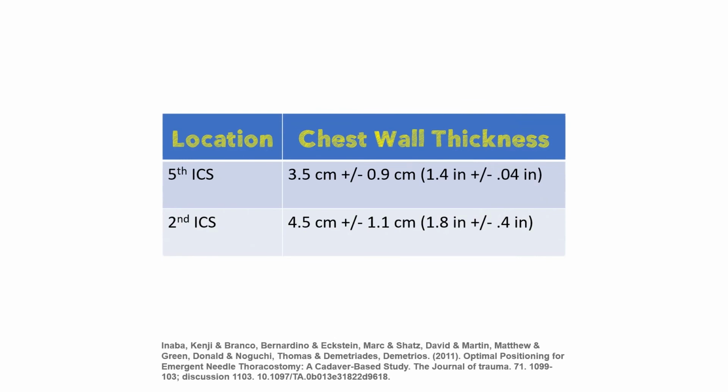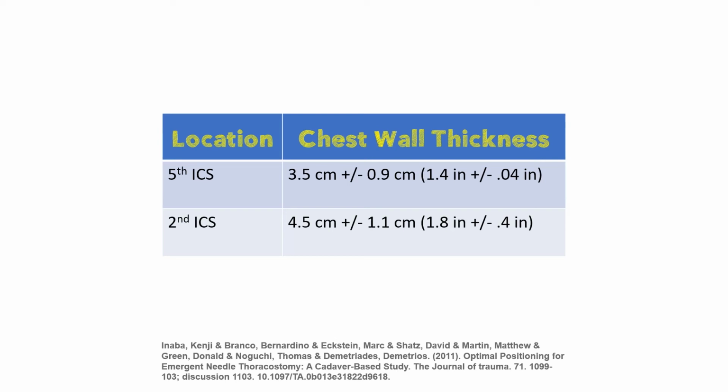So the average chest wall thickness at the second intercostal space is about 1.8 inches, give or take about half of an inch. And this is just the average chest wall thickness. Now there are deviations to this, and some patients may have much thicker chests. And that's not even taking into consideration patients that could also have subcutaneous emphysema, which could increase the chest wall thickness. However, at the fifth intercostal space, you'll see that the average chest wall thickness is 1.4 inches, give or take 0.04 inches.